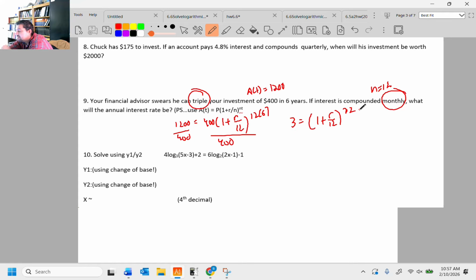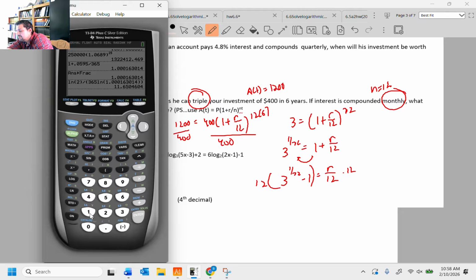Now, the opposite of the 72nd power is the 72nd root. So I'm going to raise both sides to the 1/72. That frees this guy up. Two easy moves. Subtract 1. 3 to the 1/72 minus 1 is r over 12. And then finally, multiply everything by 12. And let's see what that generates.